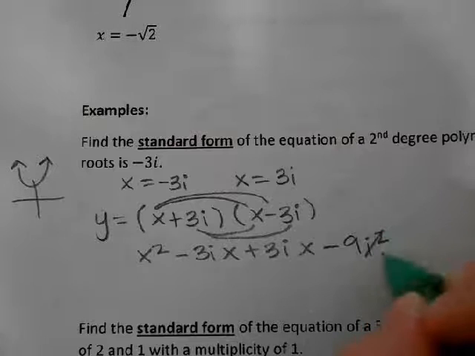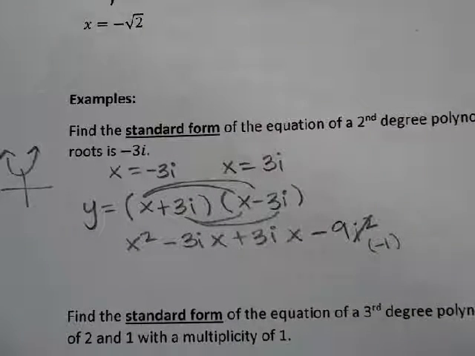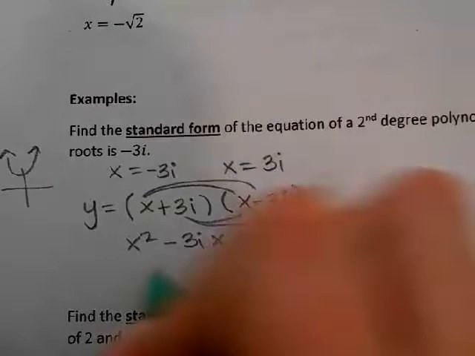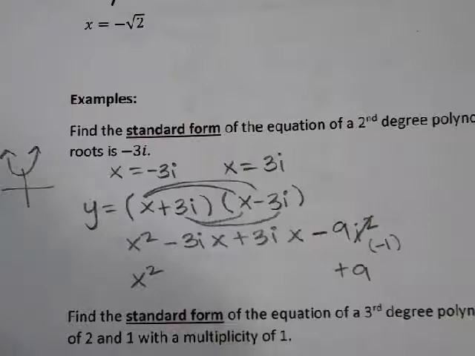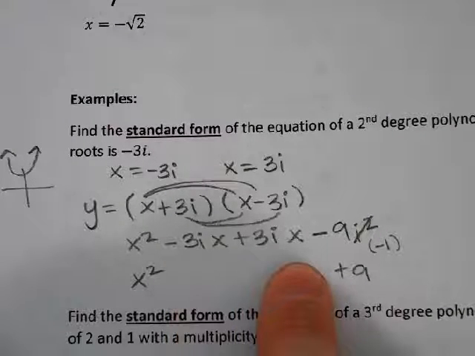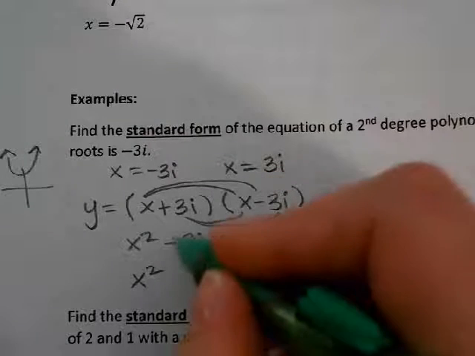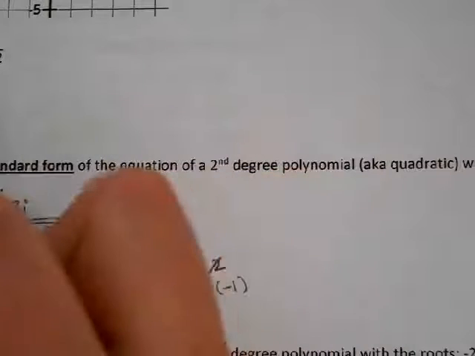What is that? Positive 9. So we got an x squared, we got a positive 9, and we've got a negative 3ix and a positive 3ix. What happens with the negative 3ix and positive 3ix? They cancel. So they are gone. And then we get y equals x squared plus 9.